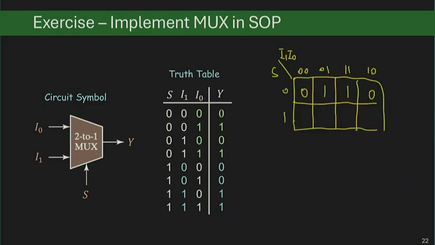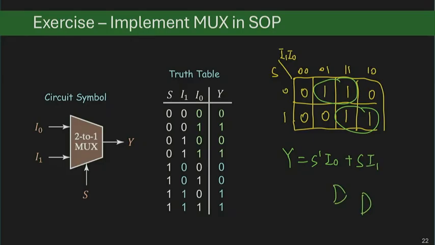Let me use a better color. When selection is 1, I1 will go to the output. So 0, 0, 1, 1. And if you want to implement that using a 2-level SOP, we find the implicants, and then we can express the output Y to be S prime I0 plus S I1. Right? And then you can make this into a 2-level sum of products circuit.